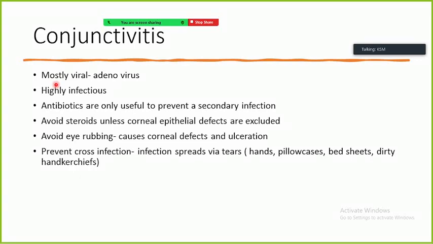Commonly conjunctivitis is infective, mostly adenovirus. It's highly infectious. Antibiotics are only used for secondary infection, but as you know, most antibiotics have not-so-much-discussed anti-inflammatory effects. So that's probably why it works for viral infections as well. The important thing is to prevent cross infection, because if you touch the eye to put in the drops or otherwise, make sure that you wash your hands thoroughly.